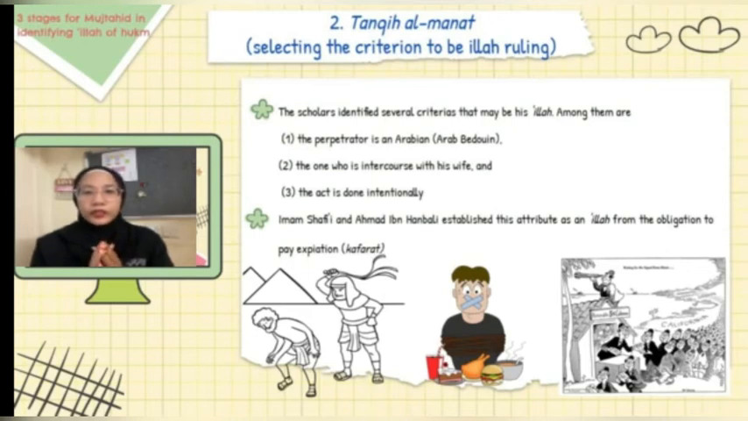Apparently, after conducting careful research and analysis with strong evidence, the mujtahid determined the criterion that should be the illah is intentional intercourse. Imam Shafi'i and Imam Ahmad Hanbali established this criterion as the illah for the obligation to pay kafarah. Meanwhile, Imam Abu Hanifa and Imam Malik directed that the act of intentional intercourse is an act that can break the fast.